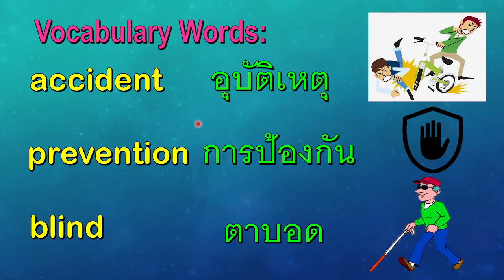Next is blind. Blind means you cannot see anything. If you say blind person, it means that person cannot see anything. The eyes are not working well or not working at all. They cannot see anything. Okay?